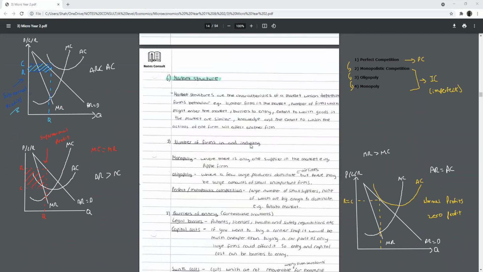So what we're basically doing here is looking at these market structures, each of these market structures: perfect, monopolistic, oligopoly, monopoly, and we're looking at the characteristics of them. Okay, so in perfect competition, there are many buyers and sellers. Monopolistic competition, there are many buyers and sellers. Oligopoly, there are still many buyers and sellers, but fewer than the first two. And monopoly, there's only one seller.